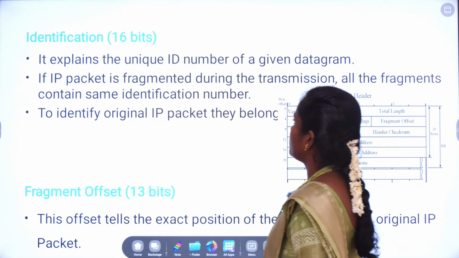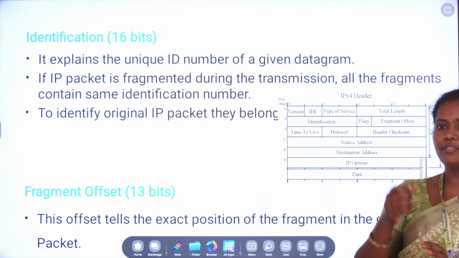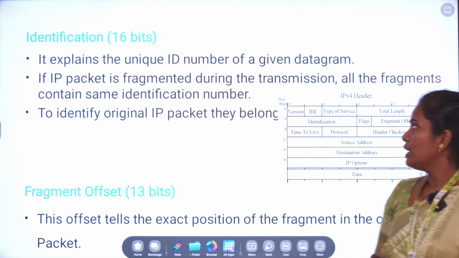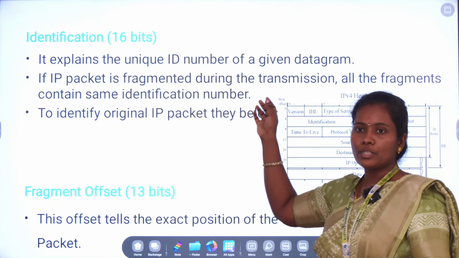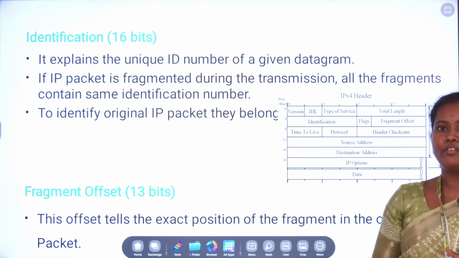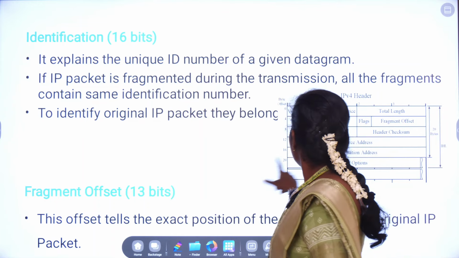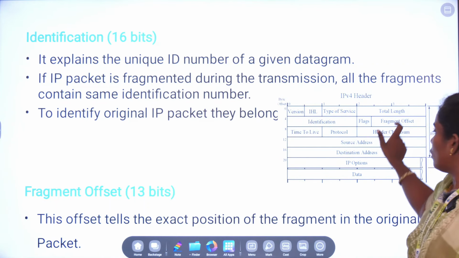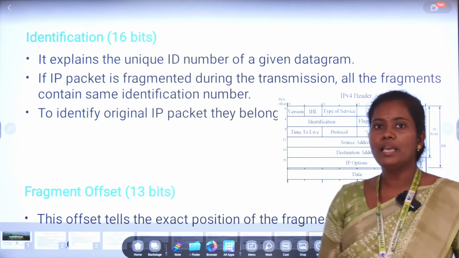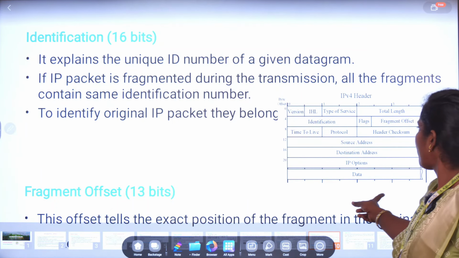Next is identification. Identification is used to identify fragments. It gives a unique ID to the given packet. If a packet is fragmented during transmission, all the fragments should contain the same value, only then can we identify which original packet they belong to. Next, we will see the fragment offset. Fragment offset tells the exact position of the fragment within the original packet.